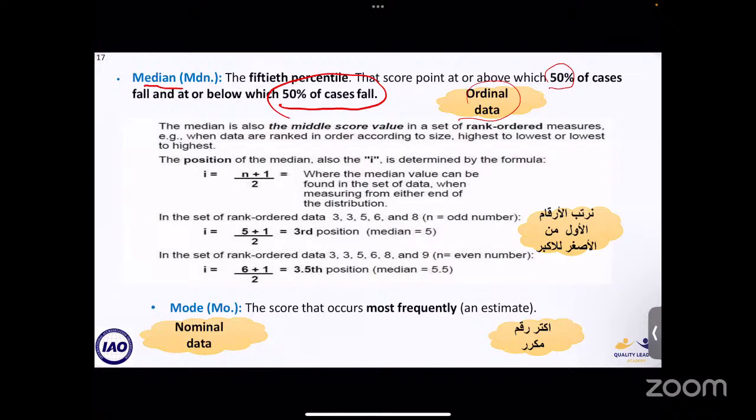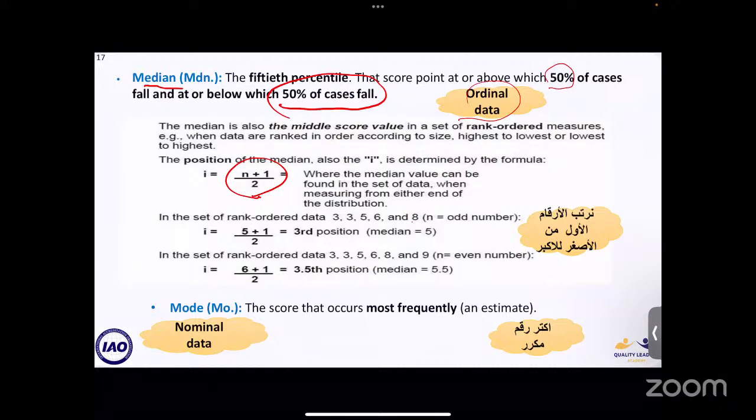So how do we calculate the median? First, we have to arrange the data in ascending or descending order. For example, if the numbers are 3, 3, 5, 6, and 8, ensure they are sorted. Then apply the formula n plus 1 over 2. Okay, this is the formula.